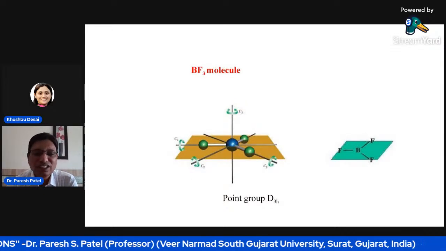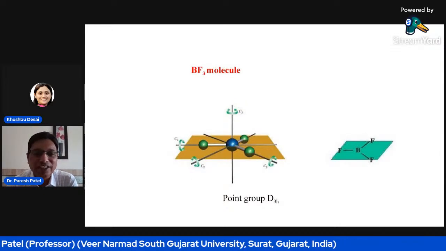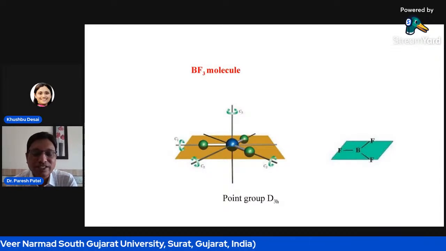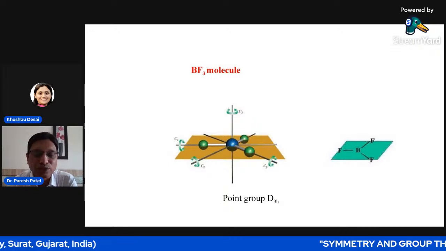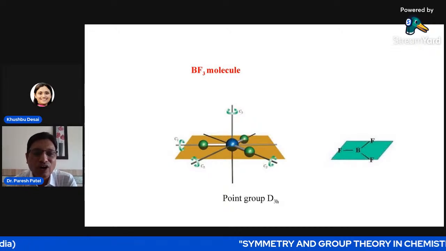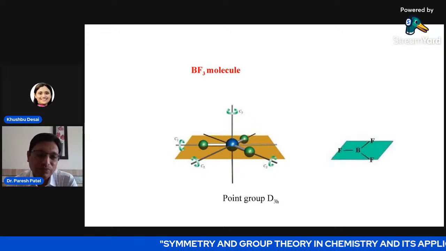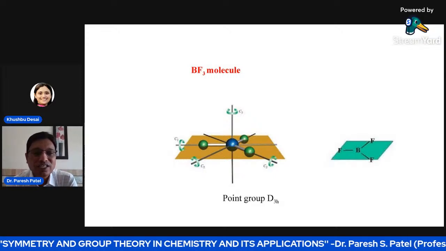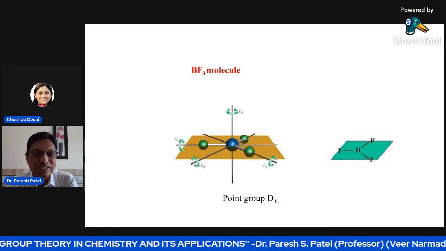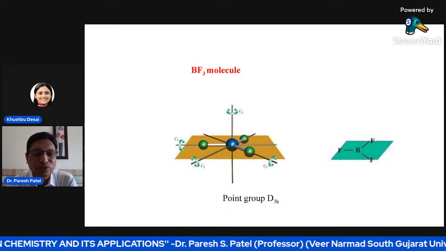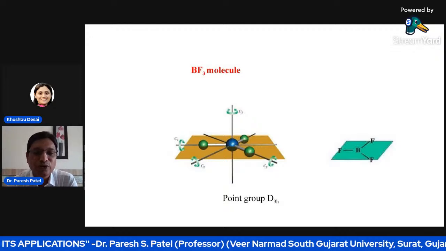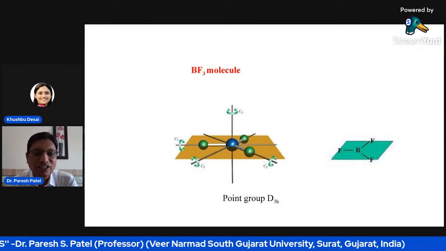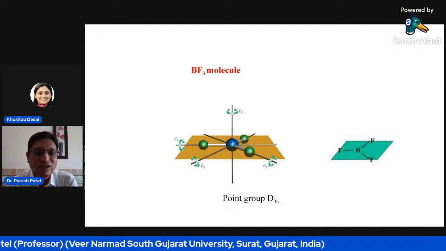BF3 molecule. This molecule consists of identity, C3 plus, C3 minus, and C3 is perpendicular to 3 C2s and one horizontal plane, that is sigma H. So we have to go for the Cn perpendicular to n C2s. Yes, C3 is perpendicular to 3 C2s. It means the point group can be assigned as D3h. Why? Because sigma H is present in this molecule.